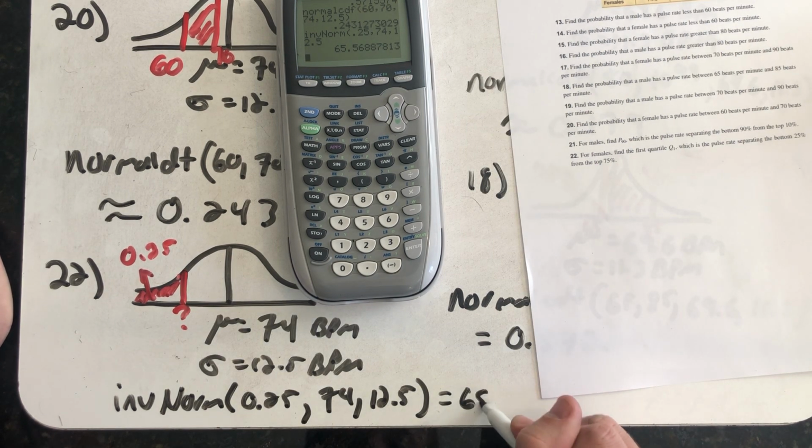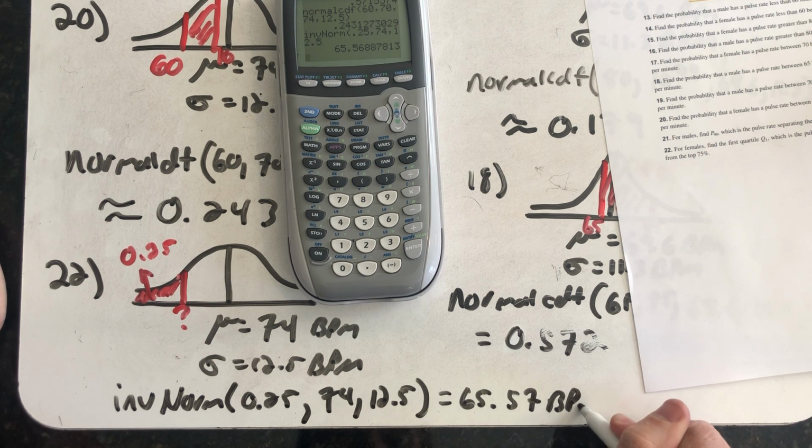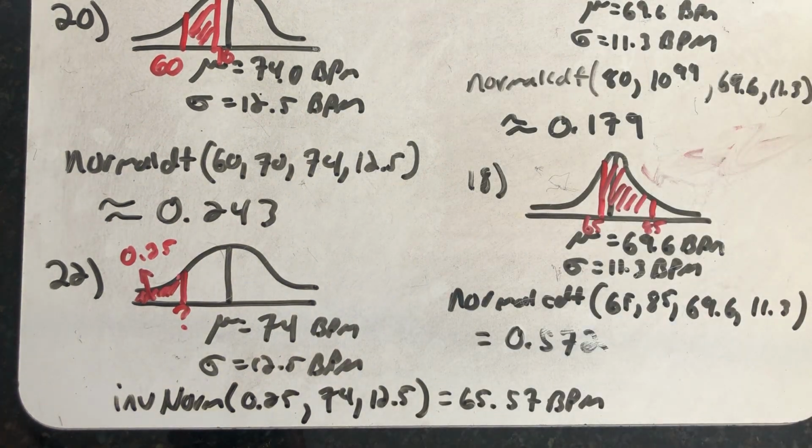65.57 beats per minute. That's the first quartile. That's the 25th percentile. That's the data value that separates the bottom 25% from the top 75%. All right, well, that finishes up the problems about this particular set of data. Number 26 has us investigate heights.